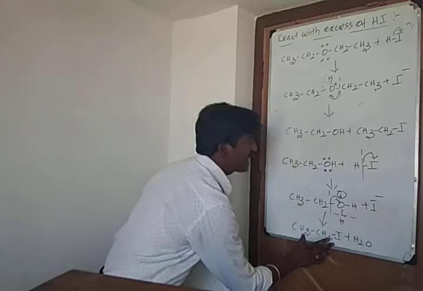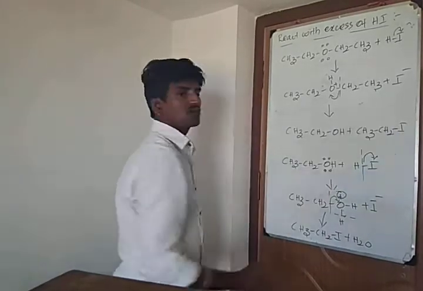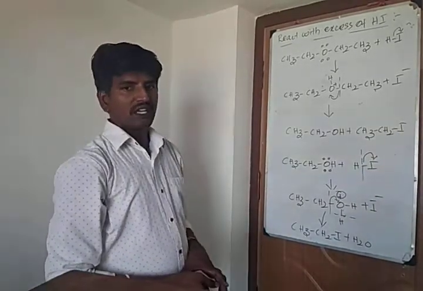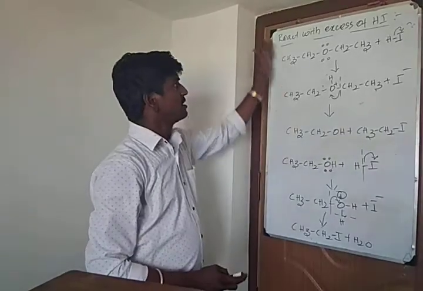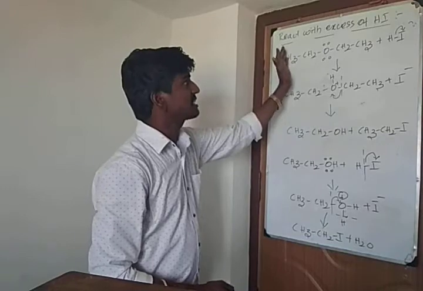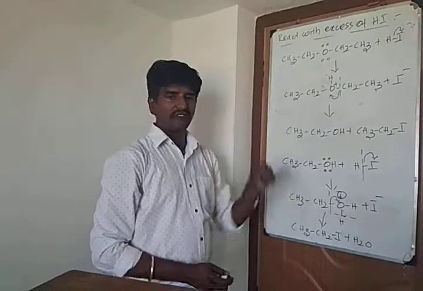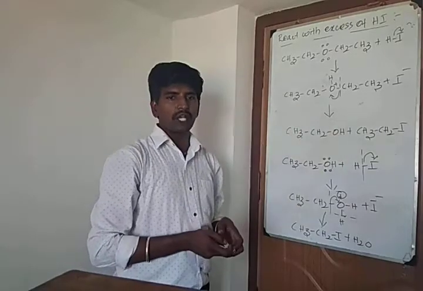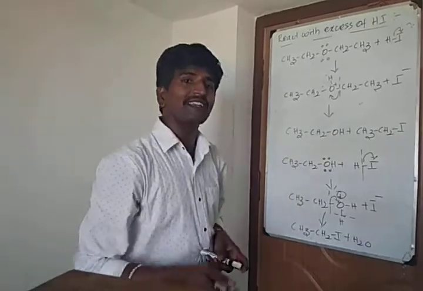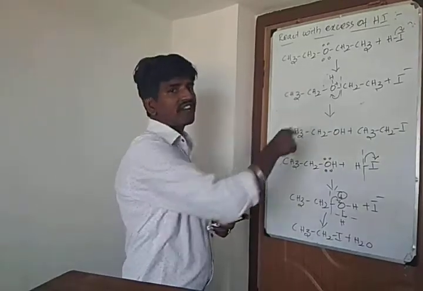Here 1 mole of iodide, already 1 mole of iodide, so it gives 2 moles of iodide. Any doubt about this reaction? Next our topic. These are all what? Simple ethers reacting with excess hydrogen iodide. First, simple ether reacts with an insufficient amount of hydrogen iodide. Second, simple ether reacts with an excess amount of hydrogen iodide.